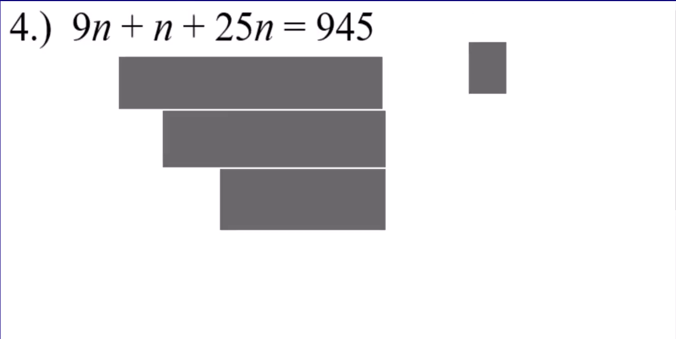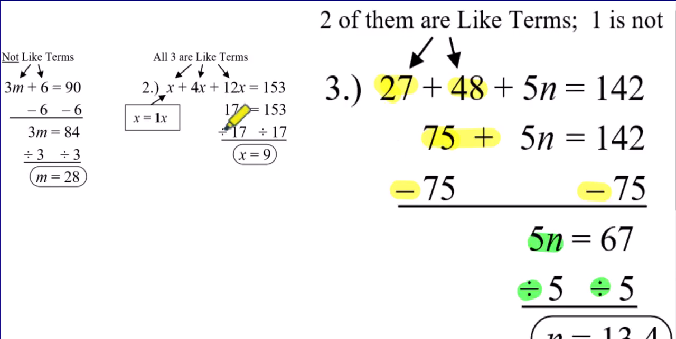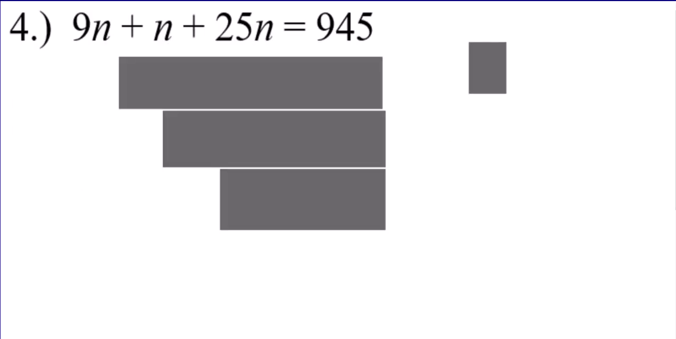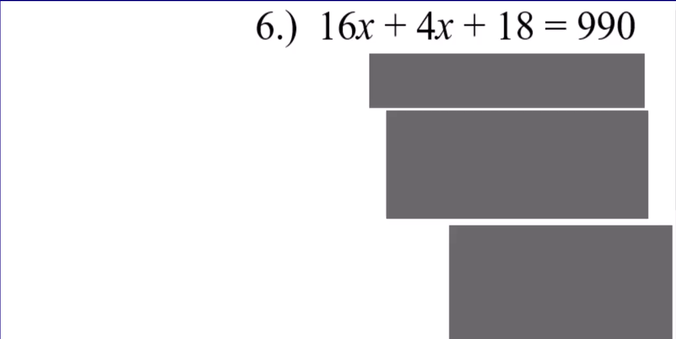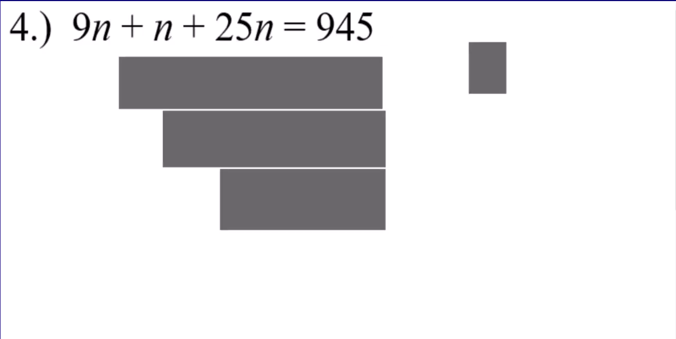All right, I would like for you to try number 4, 5, and 6 on your own. You're going to have to figure out, are these problems where there's like terms? Are they all like terms, like problem number 2? Are just maybe a couple of them like terms, like problem number 3? Are none of them like terms, like problem number 1? So try 4, 5, and 6 on your own. Hit pause right now on the video, and then hit play when you're ready to see how you did. Okay, have you already done 4, 5, and 6 on your own? If not, you better hit pause now because I'm about to go over this.